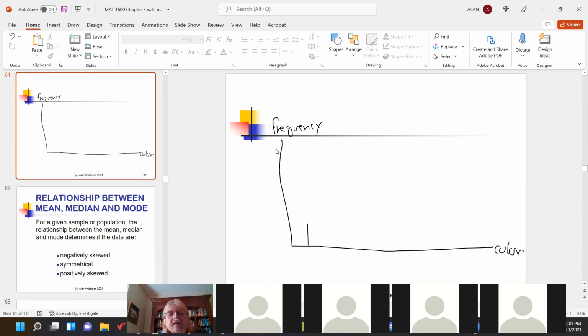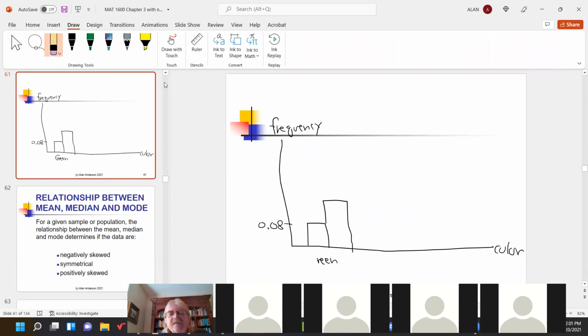So let's say that green wasn't a very popular choice. Let's say that 8% of the people chose green, and then next to it is yellow. Actually, I'm going to have to abbreviate these. Hold on, I'm running out of space already. Green. Maybe I'll just write smaller.